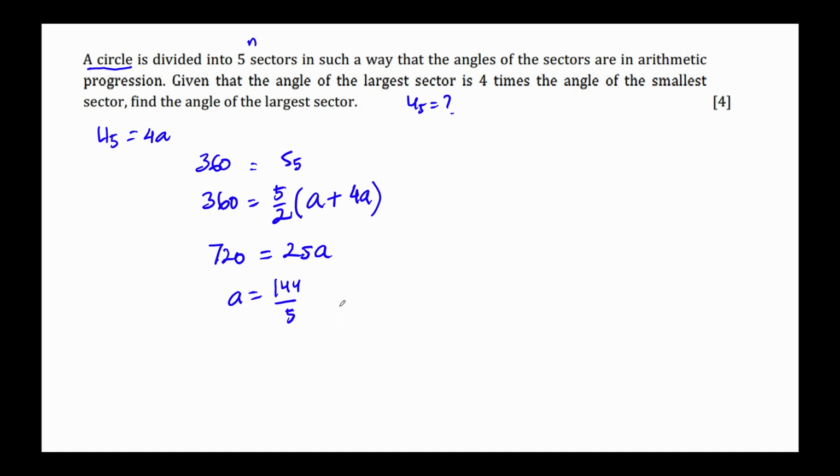Now look at our target. Our target is to have the U5. So U5 equals 4 times the first term, which in this case is 144 over 5. Therefore we will get 576 over 5.